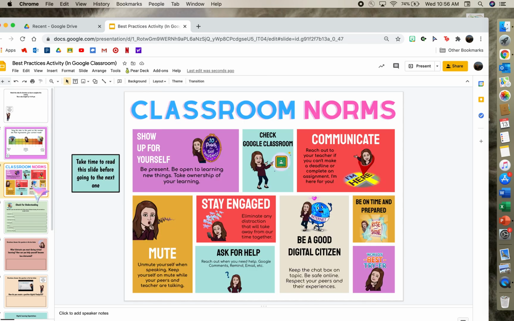Now, classroom norms. You're going to want to take time to read this slide before you get to the next one. And like I said, you can't delete anything on the slide. It's not clickable. Even this over here is not moved. Each one of these is basically my classroom norms. This is stuff that's also in the best practices, but these are things I wanted to highlight as far as what my classroom norms are.